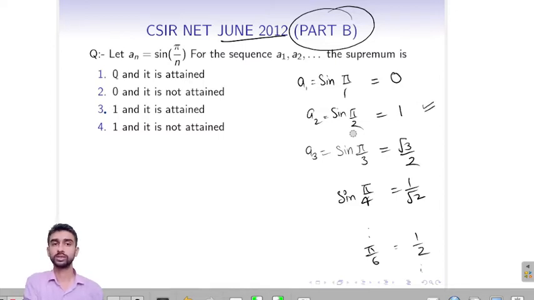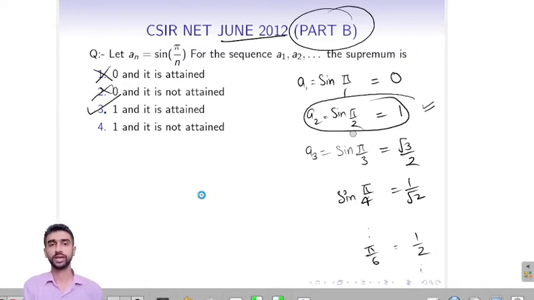So the option you can say 0 and it is not attained. So first of all 0 is not the highest value, 0 and it is not attained, not the value. 1 and it is attained, the second one is 1 and it is not attained. So first of all the highest value is 1 and it is attained, means at some point we are getting the value. So that's why option C will be correct.